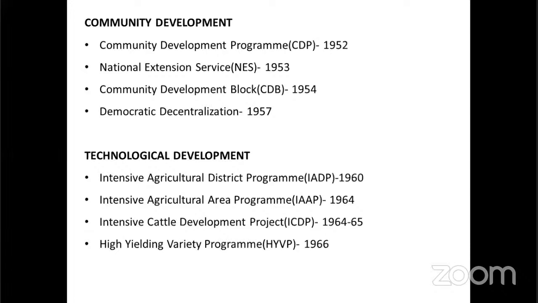Next one is the Community Development Blocks. CDB was launched in 1954. Democratic Decentralization was launched in 1957. What does democratic decentralization mean? It is Panchayat Raj. We are all in villages. In villages, there is a village panchayat. In the village panchayat, the president is the head. That concept came from the Panchayat Raj system.